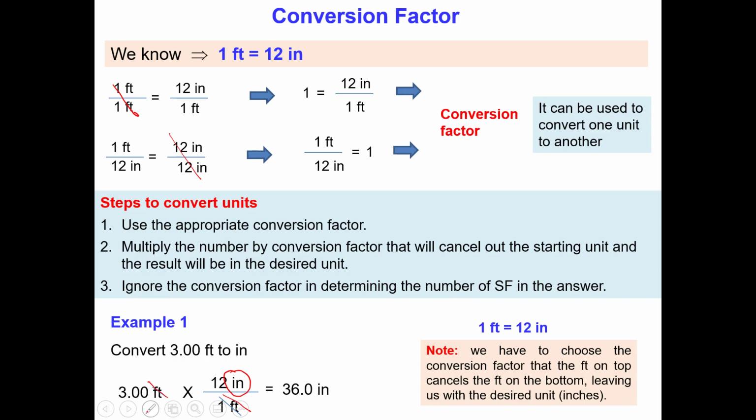One more thing is we had here 1, 2, 3 significant digits. Then the answer must have 3 significant digits. We don't take into account the significant digits of the conversion factor, just those of the number we want to convert.